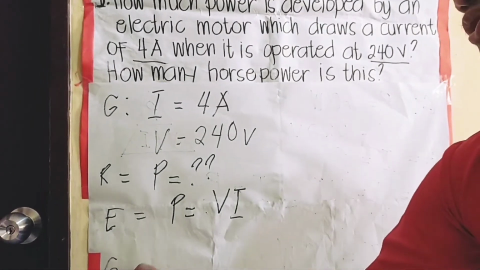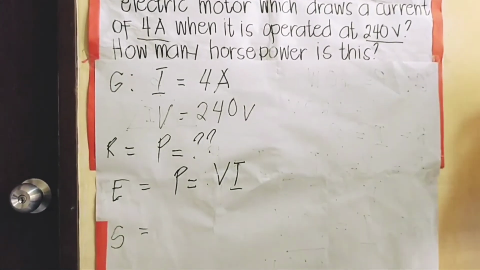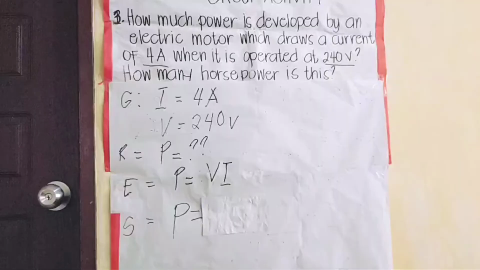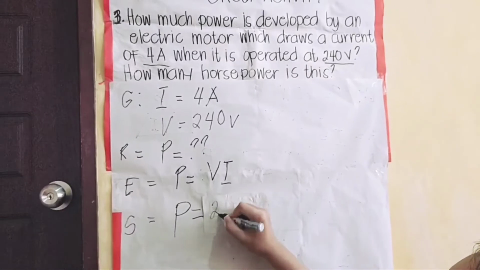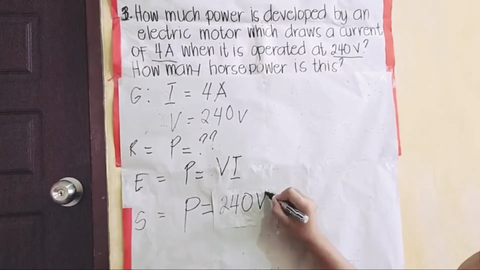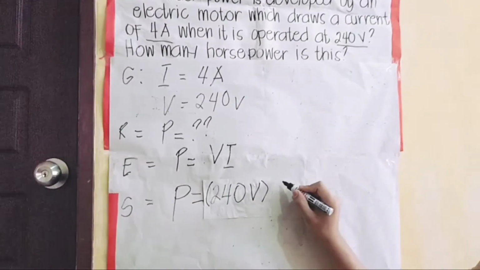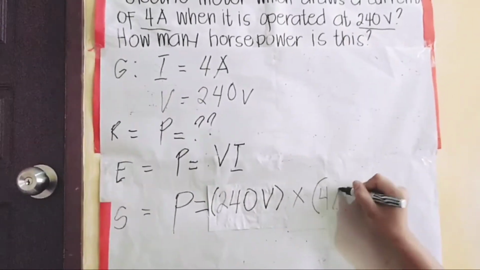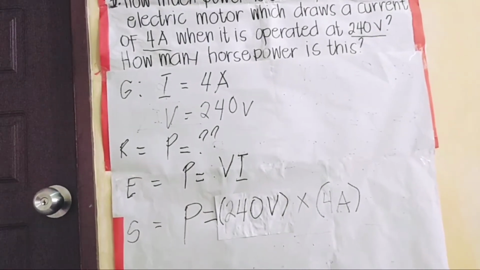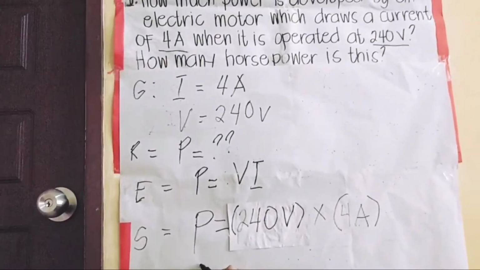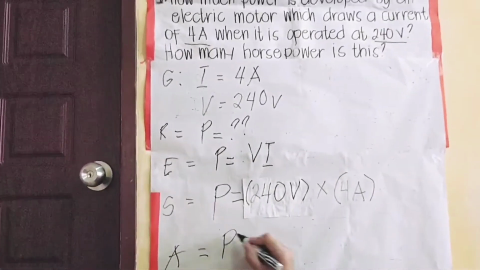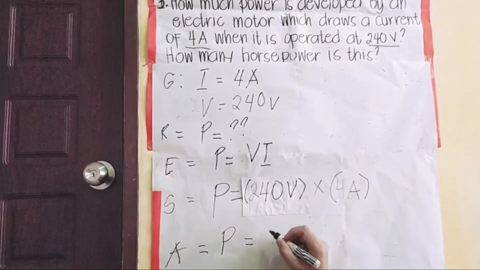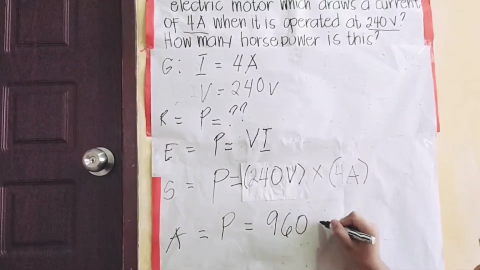So our solution: let's substitute the given values in the problem. P is equal to, the value for voltage is 240 volts, times, what is the value for current? 4 ampere. And then the answer is P is equal to 240 volts times 4 is equal to 960 watts.